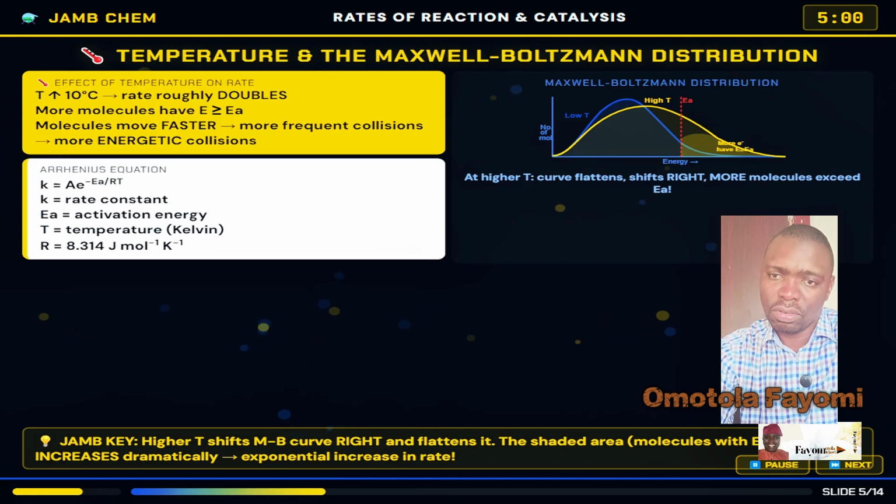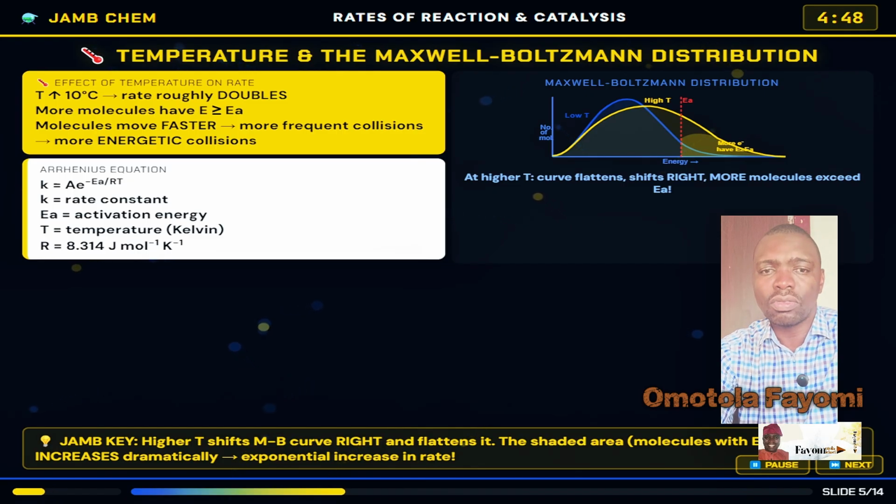At low temperature, the blue curve, the distribution is tall and narrow, with its peak well to the left of EA. Only a small shaded area to the right of the EA line represents molecules with sufficient energy to react. At high temperature, the yellow curve, something dramatic happens. The curve flattens and spreads to the right.